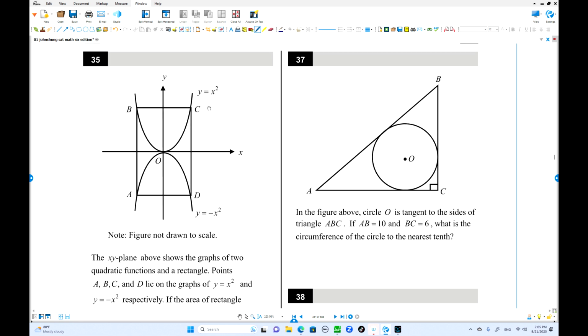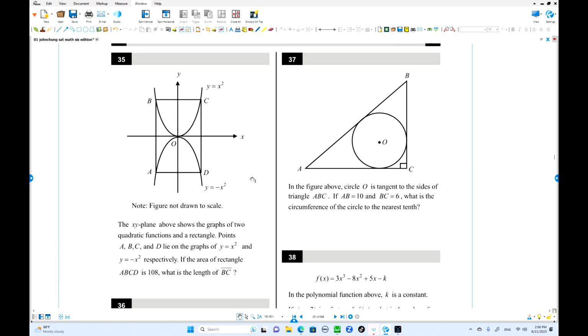Right, number 35. This is y equals x squared. The other one is negative x squared. The area of the rectangle is given by 108. This area is 108. Each one has how much? You can divide by 4. That is 27, right? Now let's find out the x and y coordinates using this.